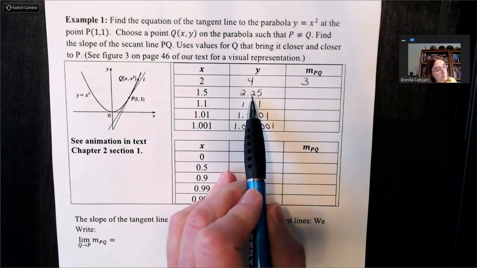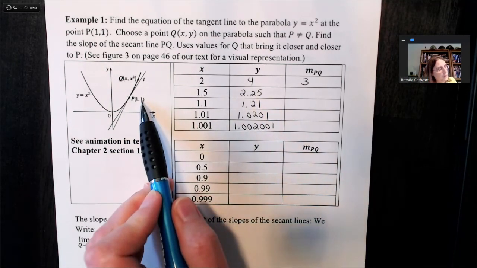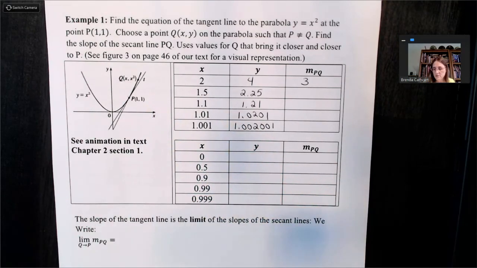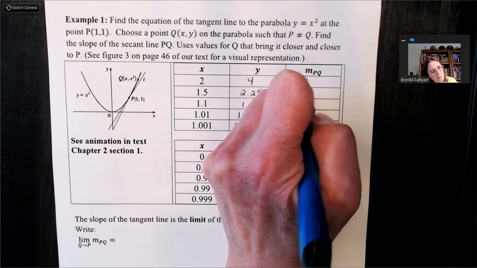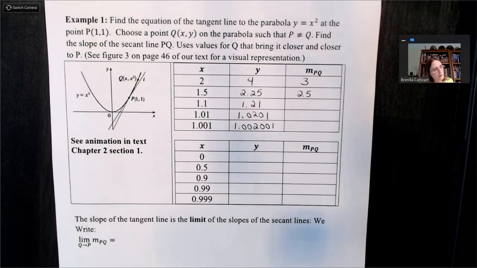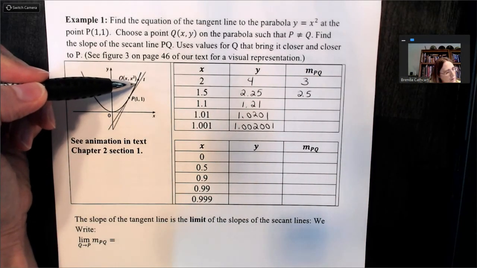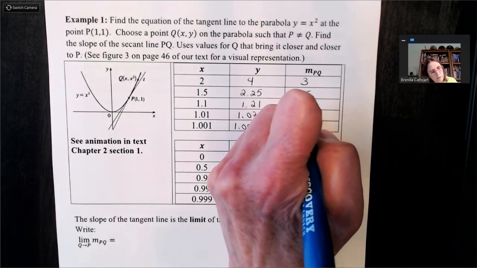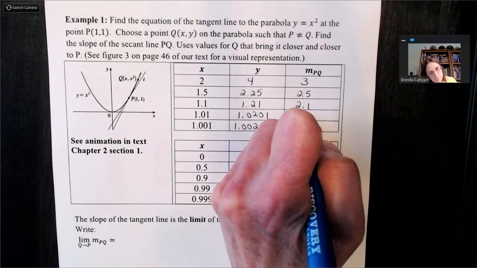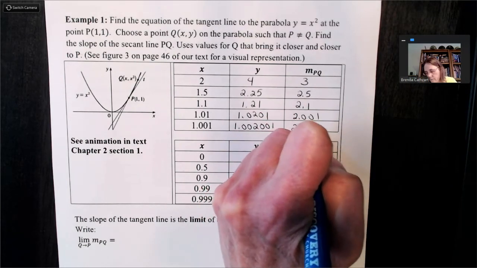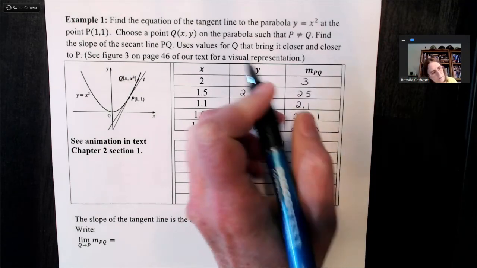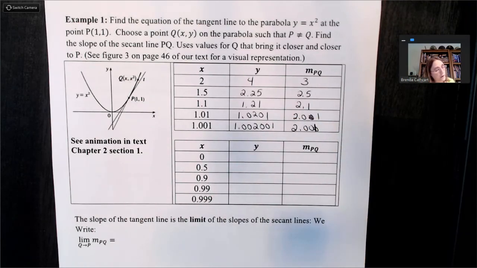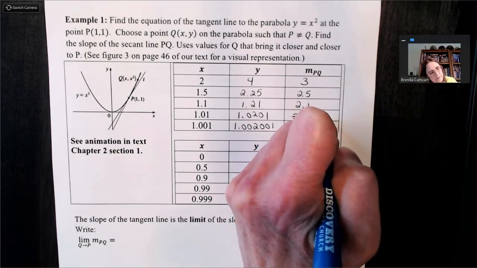Again, finding the slope by subtracting the y coordinates divided by the difference of the x coordinates, we can do these very quickly. So here we would do 2.25 minus 1 divided by 1.5 minus 1. And I've calculated all those values, our various slopes, as we go. As we bring point Q closer and closer to point P, these are the values of our slopes. Oops, this one has 2.001, and this one actually only has 2.01. One too many zeros there.